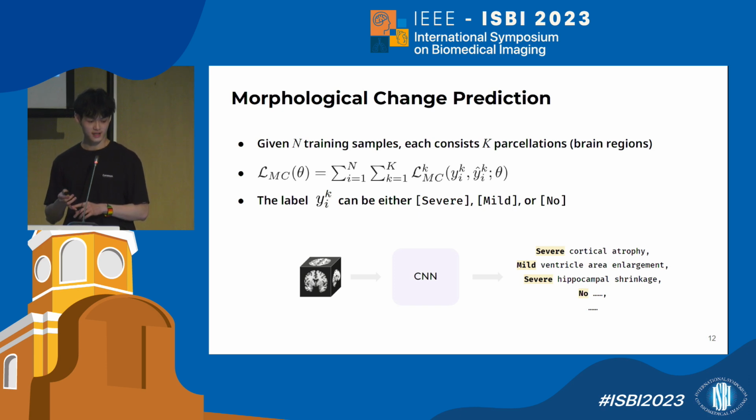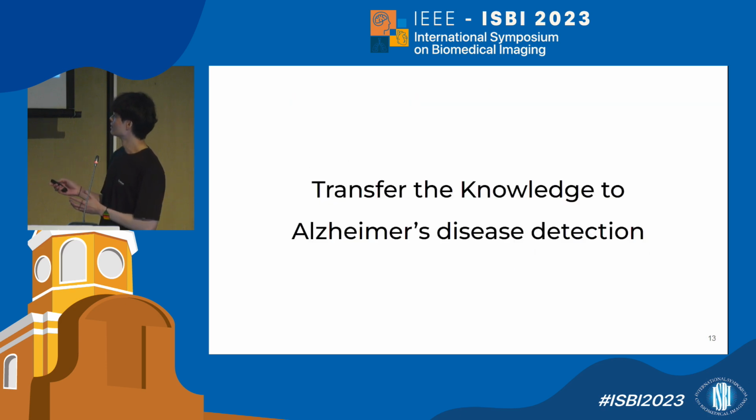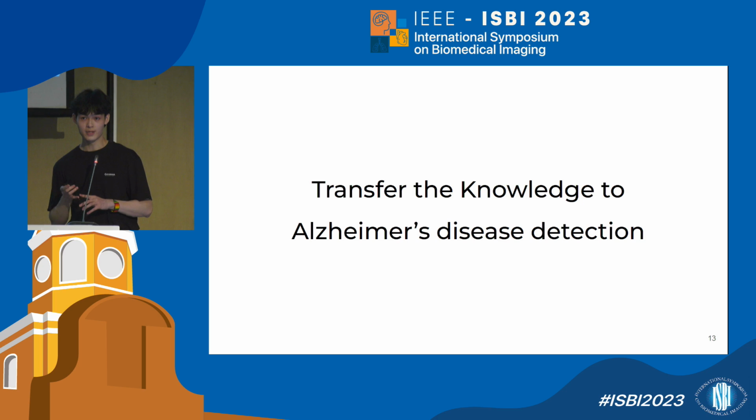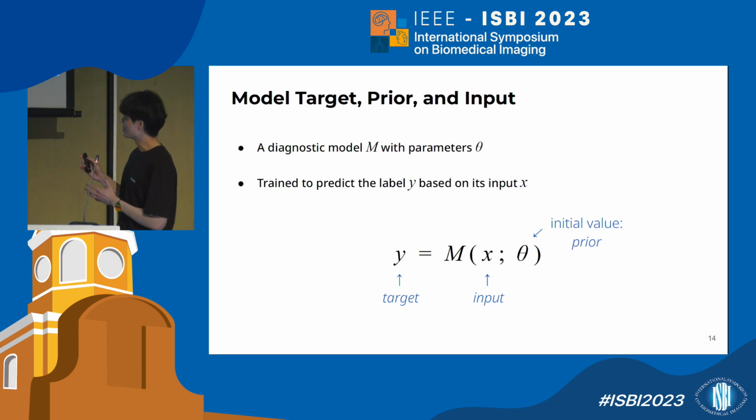During training, the model is given a patient MRI scan, and it's trained to predict the morphological features, the severity level of a brain region's atrophy or enlargement. Now let's dive into how we perform the knowledge transfer. When training a diagnostic model, the model M predicts the label Y based on the input X and updates its parameter theta. Here, the label Y is the target of the task, and the initial value of the parameter theta can be considered as the prior of the model.